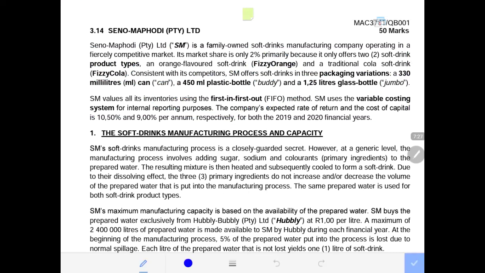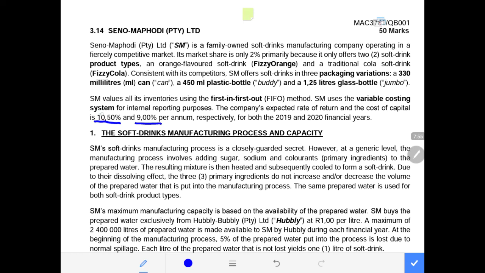Then after, I further say that SM values all of its inventories using the first in first out method, and SM uses the variable costing system for internal reporting purposes. The company's expected rate of return and the cost of capital are 10.5% and 9% per annum respectively for both the 2019 and the 2020 financial year.